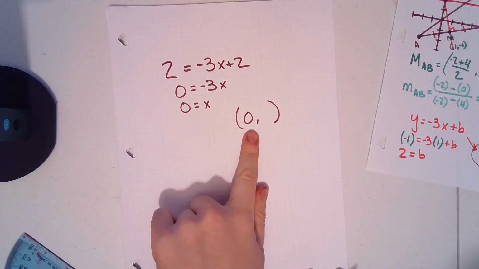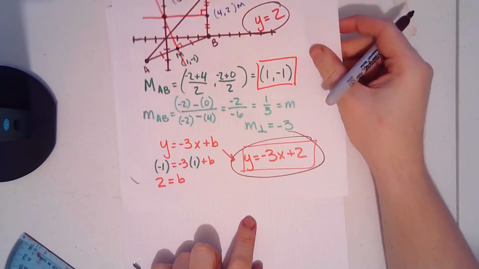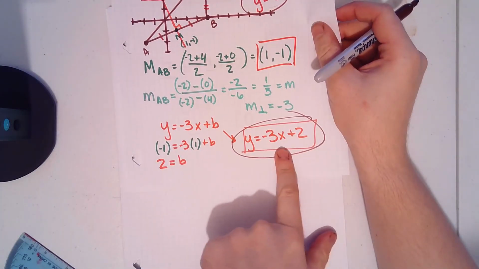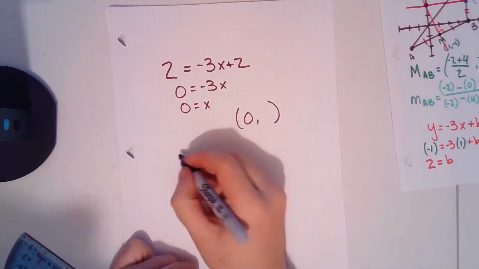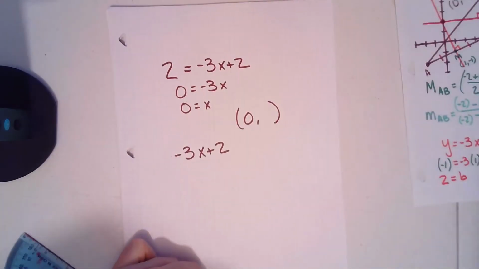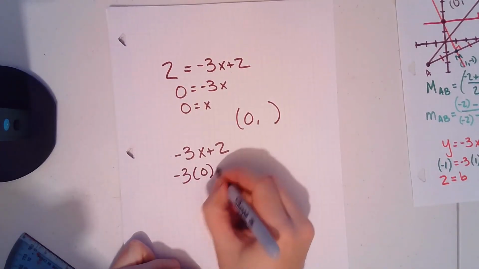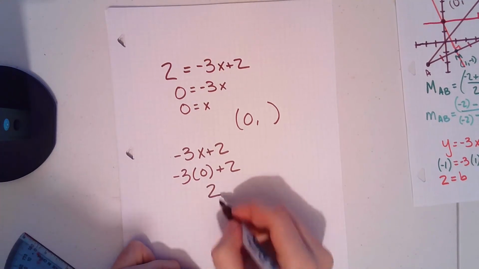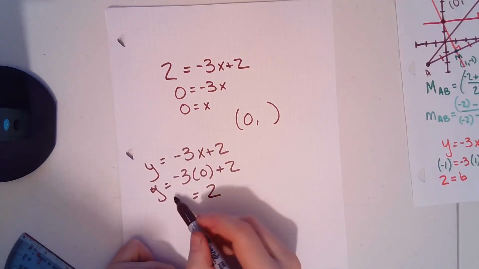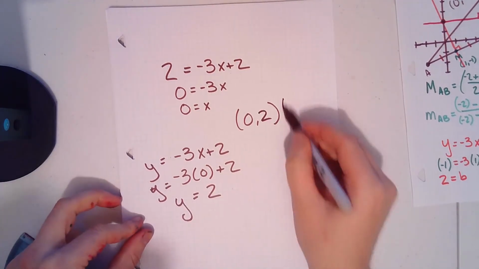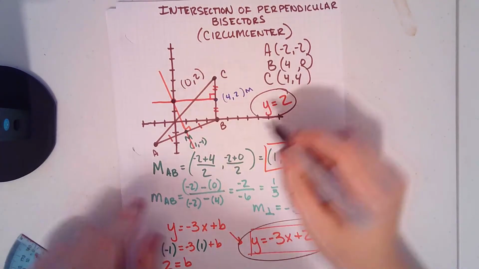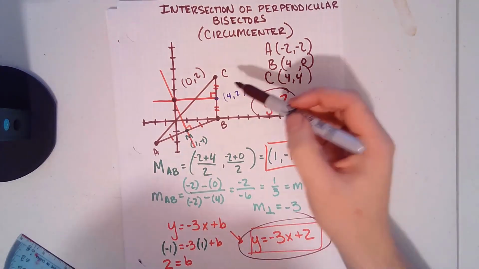After we found that x was 0, we'd go back and plug it into one of our equations. I'm not going to plug it into this one because there's no way to plug in for x. I'll plug it into this one. And then when we plug in 0 for x, we'll be able to solve for y. So we take negative 3x plus 2, our orange equation, and we're going to plug in 0 for x. And when we do that, that goes away, and we get 2. So y is going to be equal to 2. And that's where those two lines intersect. Where the two perpendicular bisectors intersect will be where the circumcenter is.